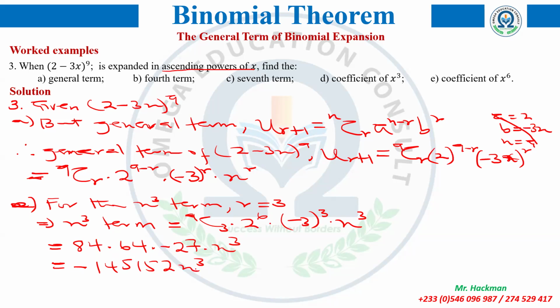But the question asks us to find what? The coefficient of x cubed, not the x cubed term. So I will write, therefore, now I'm doing my coefficient and conclusion. I've told you, always write the math, if possible, followed by the English. So therefore, minus 145,152 is equal to the coefficient of x cubed. Or someone can write coefficient of x cubed is equal to this. But write the math first, followed by the English.